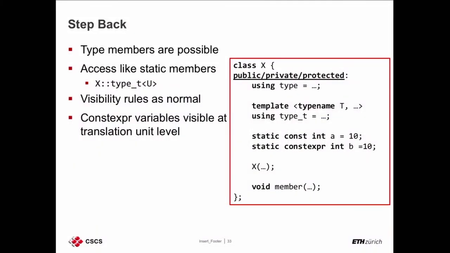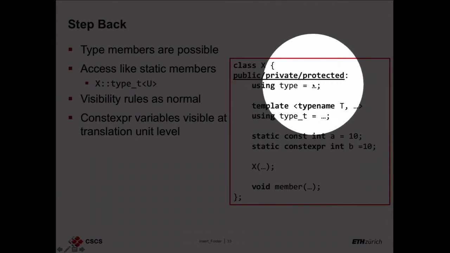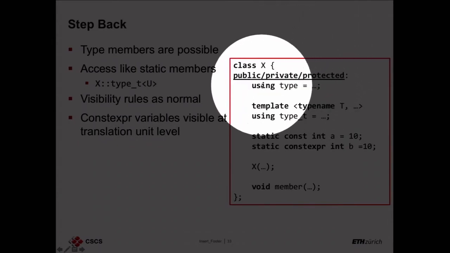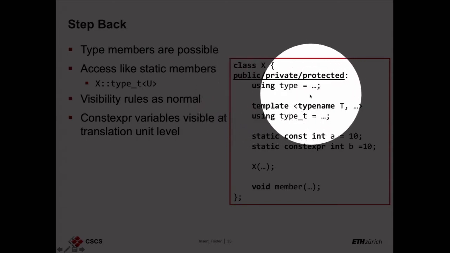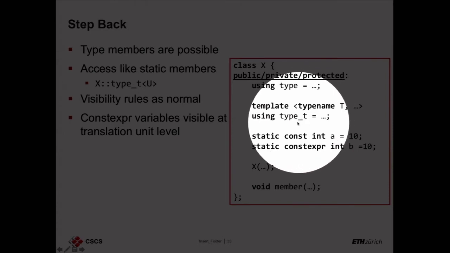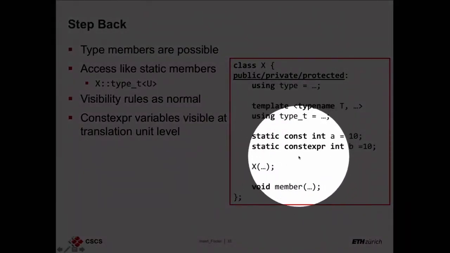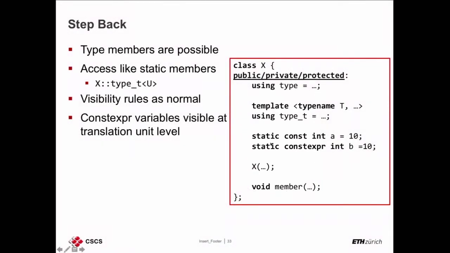So a class X can have public, private, or protected specifiers. And then you can have type members, when you say using type and you define something. You can also have template types, like template typename T using type T, which are alias templates. And you can have a static const int and static constexpr int. And this is how the class looks like.